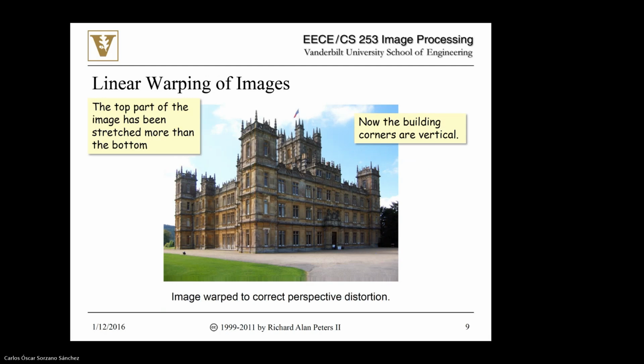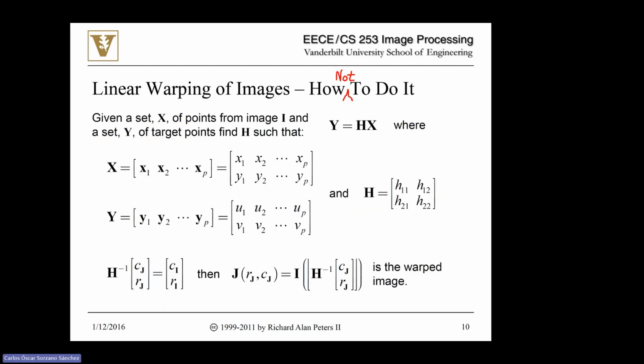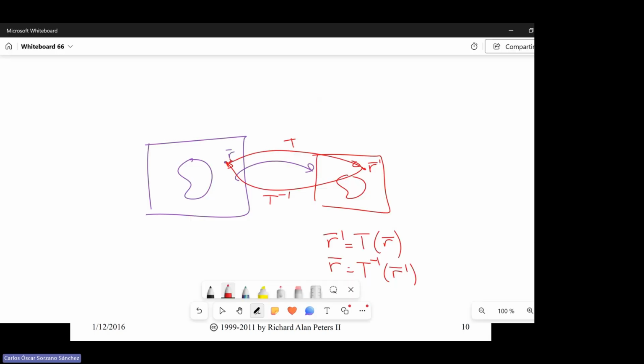In general, you will have P pairs, and you will have correspondences. This will be in one of the spaces, and this one will be in the other space. So J is the output, I is the input. And then you will transform from J to I. The way it is defined, it is H minus 1, when you go from J to I.